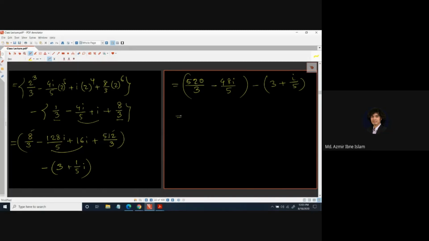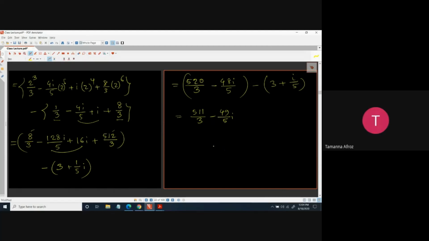So now we can add all these things. You can do this one in your calculator. So 48 over 5 i negative 3 plus i over 5. So finally we are getting 511 over 3 negative 49 over 5 i. So have you understood this one?